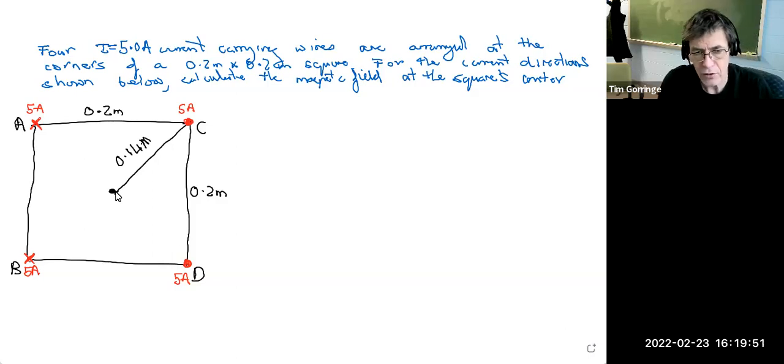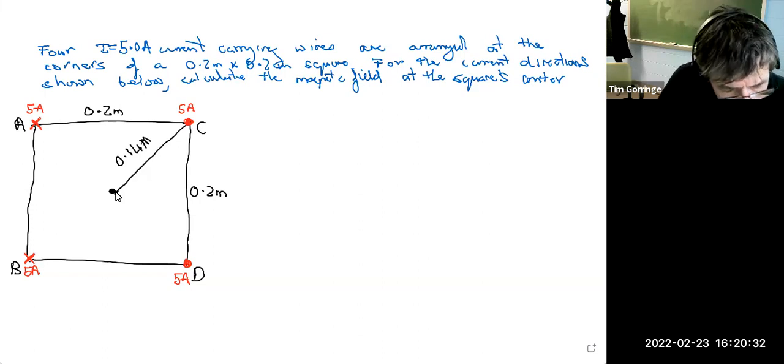Well, the first thing I'm going to do is draw the field at the center of the square, by drawing the individual fields of the 4 wires at the center of the square, and then how those fields are superimposed to make the total field at the center. Only after I've made a drawing will I go on and calculate the field at the center of the square. I'm doing it that way because the drawing of the individual fields and the resulting field will really help me with the calculation of the total field.